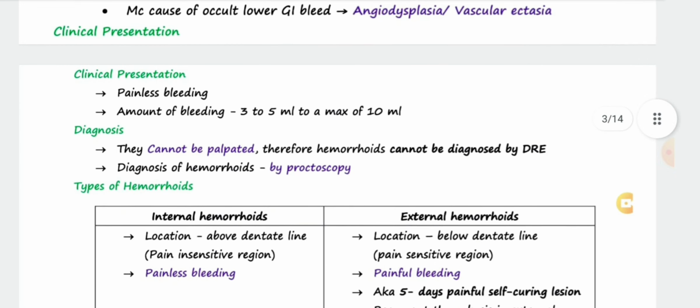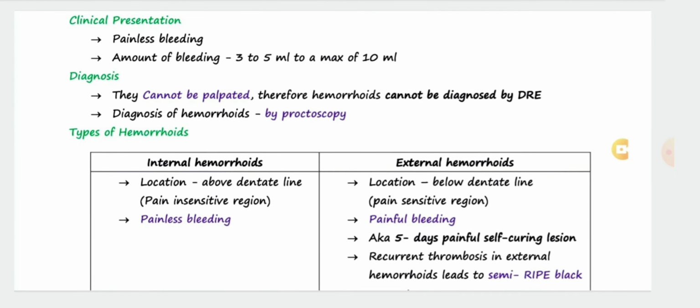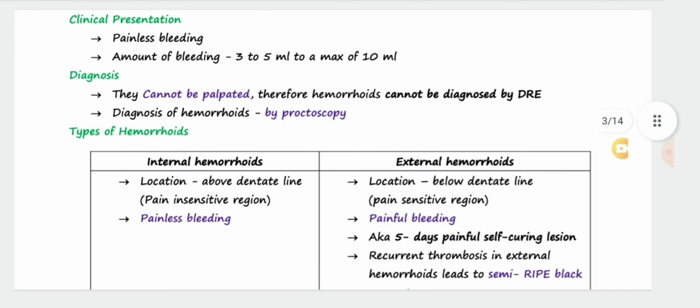Now move on to clinical presentation. There is painless bleeding. Why painless? Because the hemorrhoids, usually the internal hemorrhoids we are talking about, lie above the level of the dentate line, and above the dentate line there is endoderm. So there are no pain sensations, so there is painless bleeding, and the amount of bleeding is 3 to 5 ml, maximum up to 10 ml. As we discussed above, this is a small amount of blood as compared to colonic diverticula.